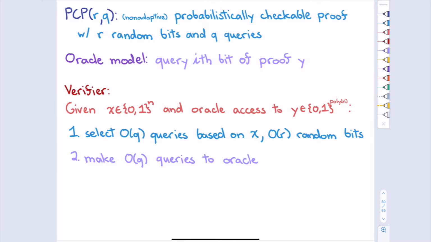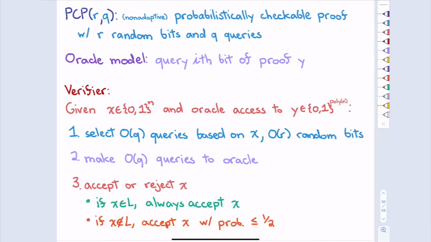Okay. So after you decide where to query, you make the queries to the oracle, you find out the bits, and then you get to process the bits. You look at the bits you got back, you look at X, you look at the random bits you had originally flipped, and you decide whether or not you're going to say that X is in the language. And the rules are, if X is in the language, you should always accept X. And if X is not in the language, you should accept it only with constant probability. Okay, one half is somewhat arbitrary. So you should be right most of the time in the negative case, and you should always be right in the positive case.